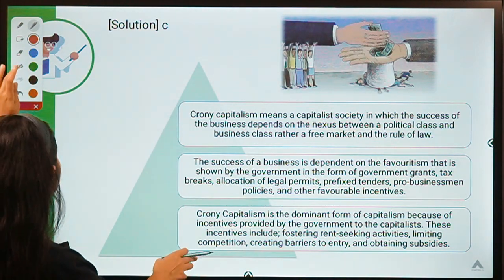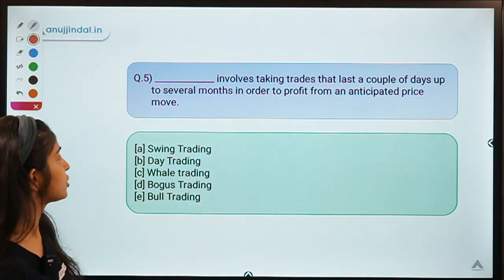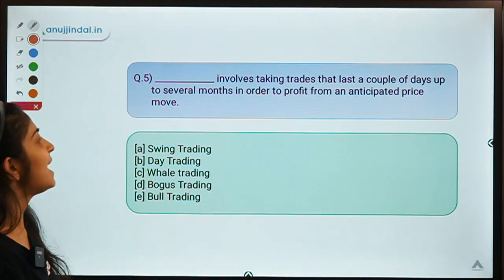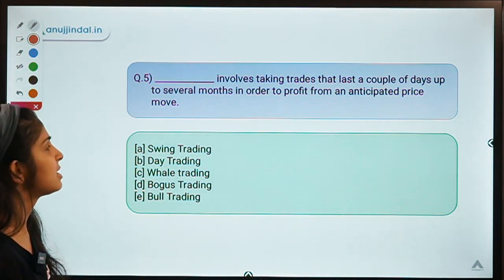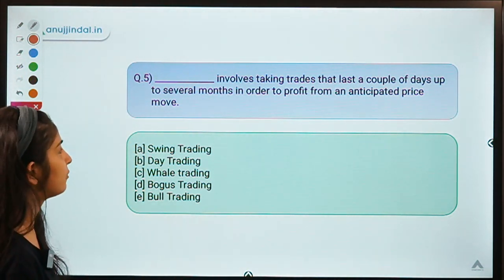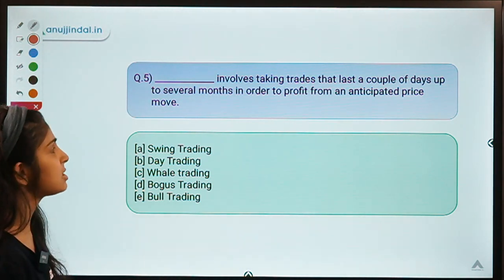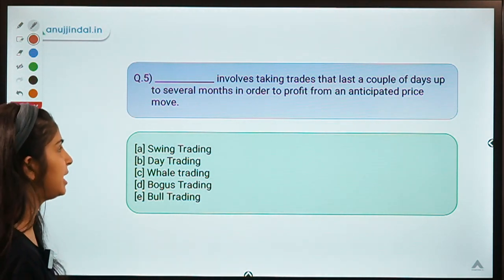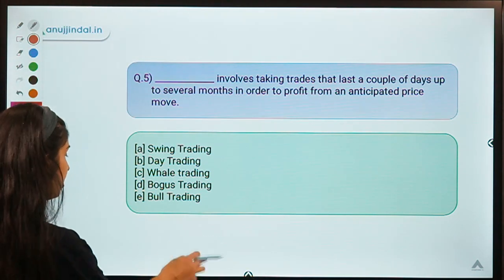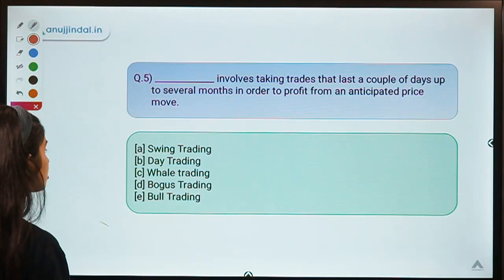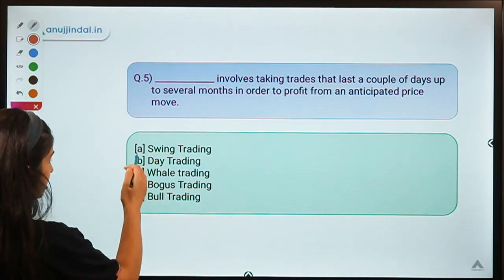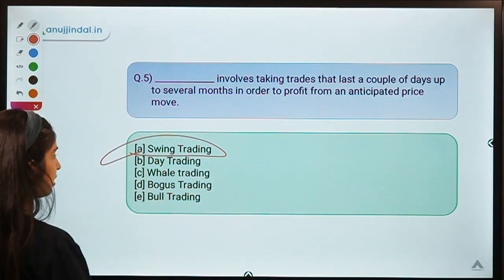Moving ahead to the last question. Here is your last question for today, which says: dash involves taking trades that last a couple of days up to several months in order to profit from an anticipated price move. Moving ahead to the solution, and the solution is option A, which is swing trading.